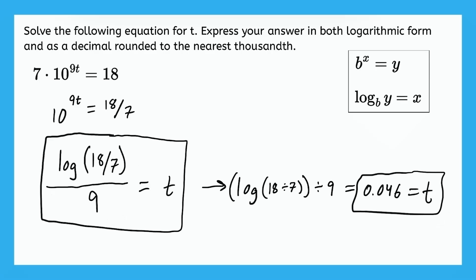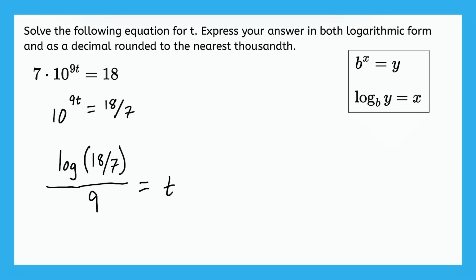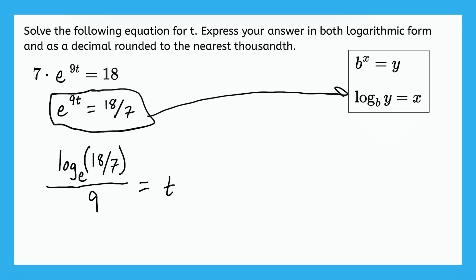Okay, now before we go to the next example, let's do a little bit of a hypothetical on this one. What if instead of a 10 right here, we had e? What would we do there? Well, our process would be just about the same. We would still divide both sides by 7, and we would get this equation. And then we would use that same method that we used before to convert it into logarithmic form. And here's the logarithmic form we would get.